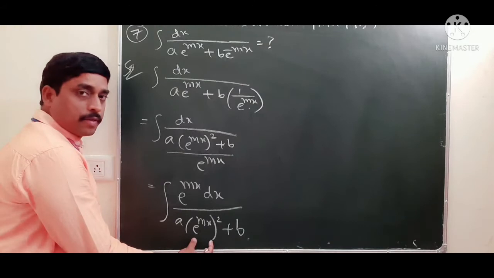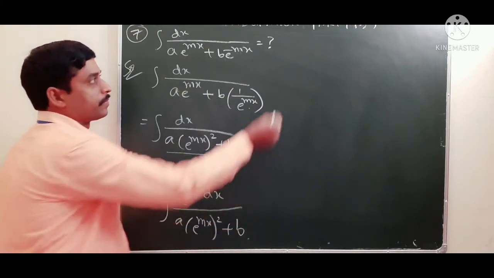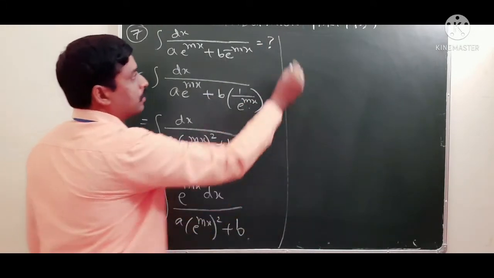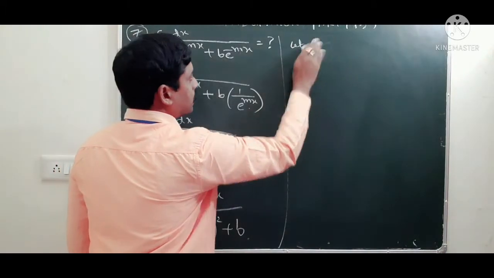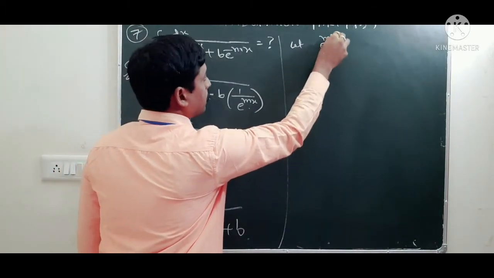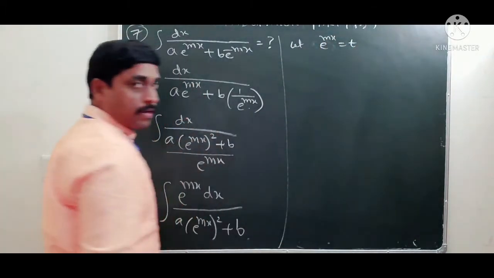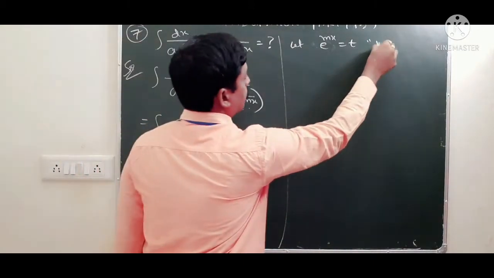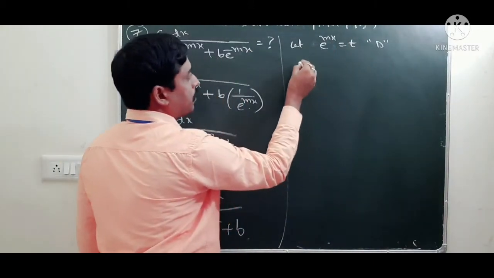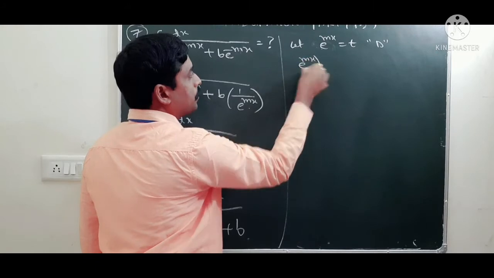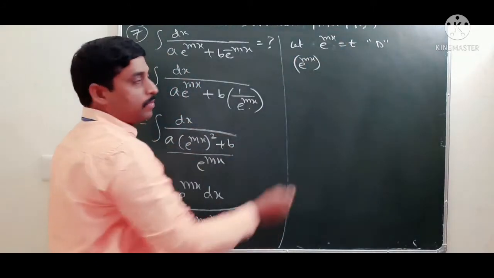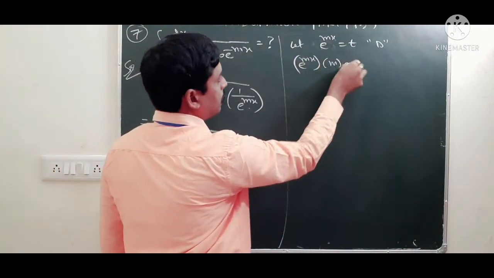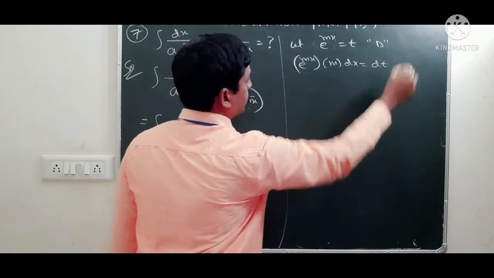So let us take e to the power mx is equal to t. So now take the derivative on both sides. So derivative of e to the power mx is e to the power mx into the derivative of mx, which is m, using the chain rule. dx is equal to dt.